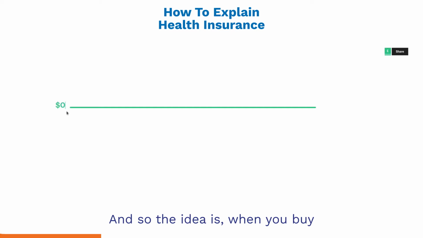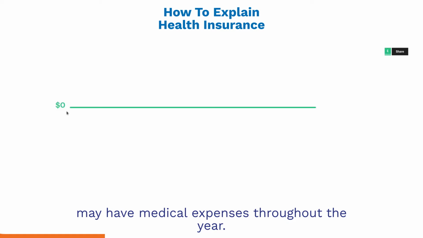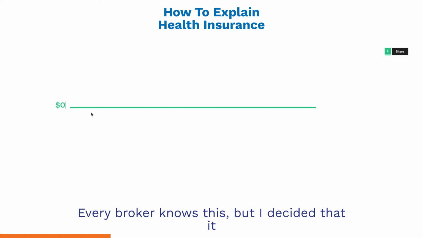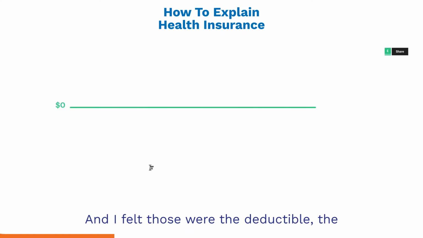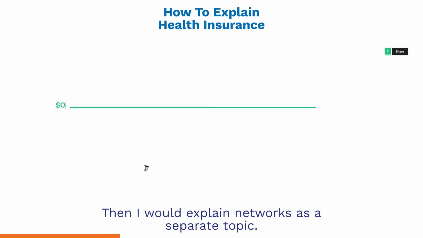And so the idea is when you buy a health insurance policy, you're aware that you may have medical expenses throughout the year. And there's lots of components to a health insurance plan. Every broker knows this, but I decided that it made sense to stick with the main components, and I felt those were the deductible, the coinsurance, and then the out-of-pocket maximum. Then I would explain networks as a separate topic.